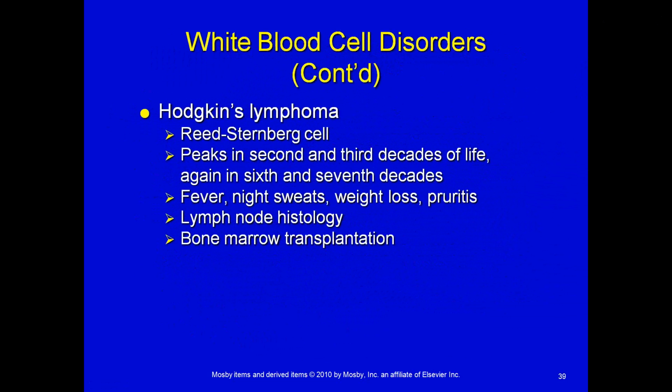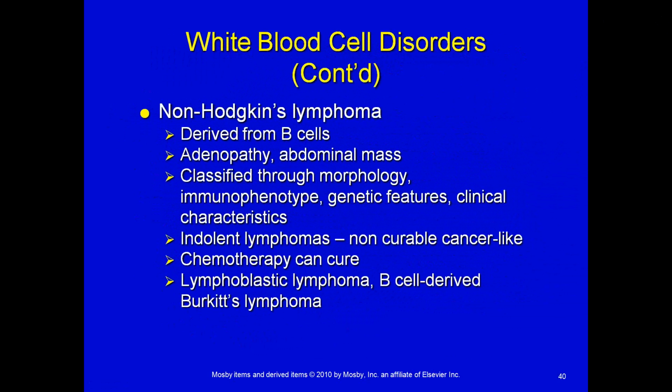Hodgkin's lymphoma is identified by the presence of the Reed-Sternberg cell. Hodgkin's lymphoma peaks in the second and third decades of life, and again in the sixth and seventh decades. It presents as fever, night sweats, weight loss, itchy skin. There'll be some sort of lymph node involvement, and the treatment for Hodgkin's lymphoma is a bone marrow transplant.